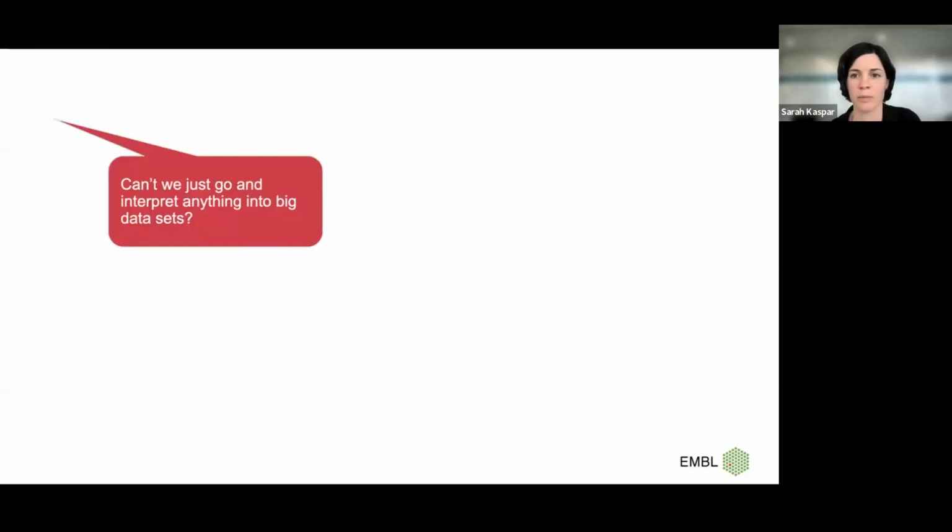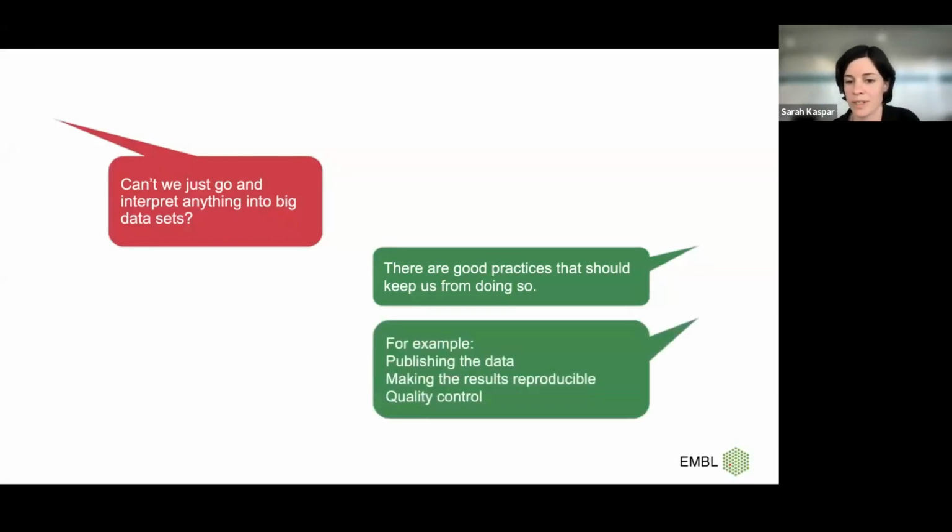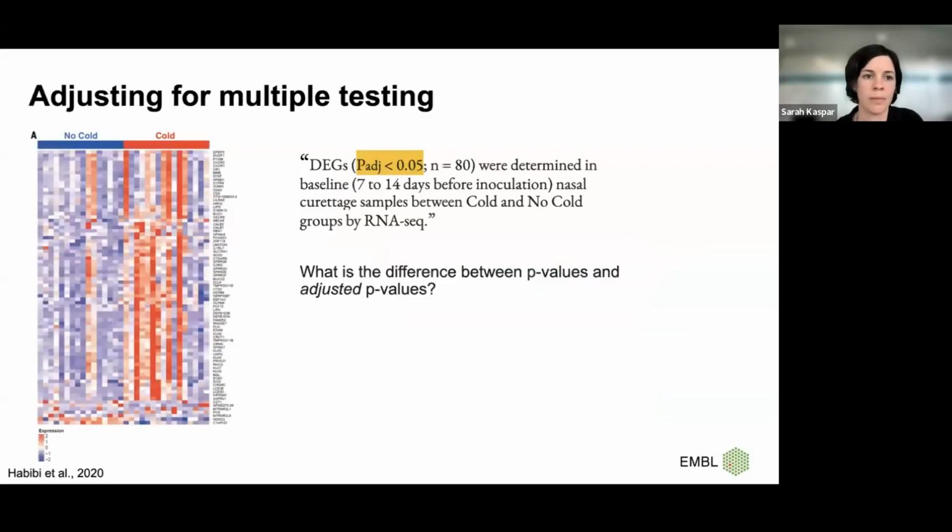So we had this last question, whether we cannot just interpret anything into the data sets if they are just big enough. And I do admit that there is a danger to that. But I also think that we have good practices that should keep us from doing so. For example, we should publish the data and we should make the results reproducible. And there are additional ways of quality control, one of which I would like to highlight today, namely adjustment for multiple testing. So in this study, the authors found 80 genes that were differentially expressed, but this differential expression was not based on a p-value cutoff, but on an adjusted p-value cutoff. So what's the difference between p-value and adjusted p-values?